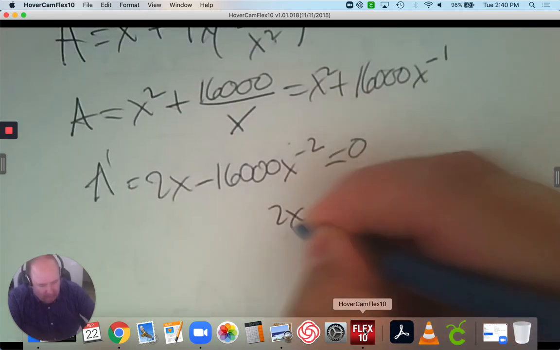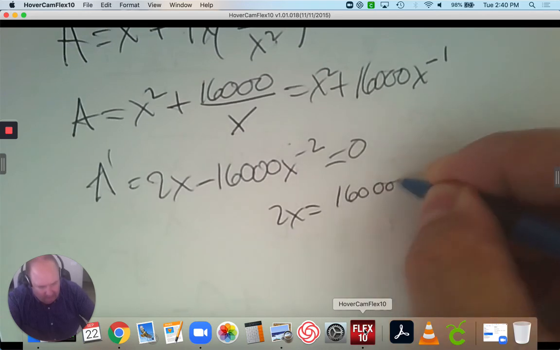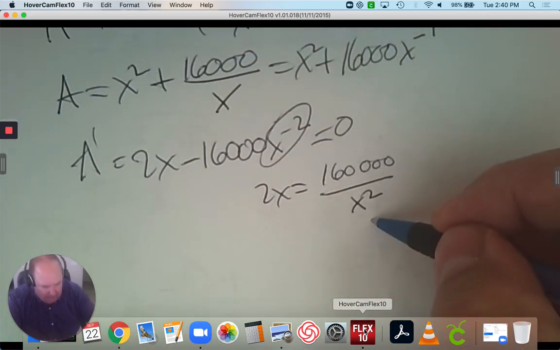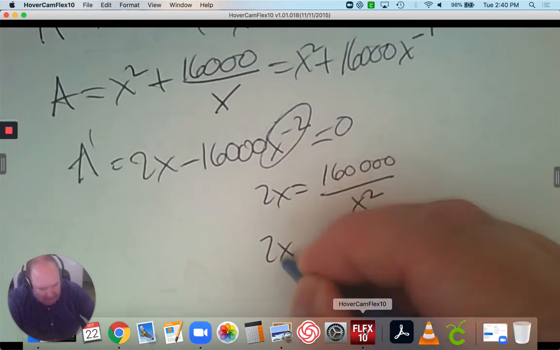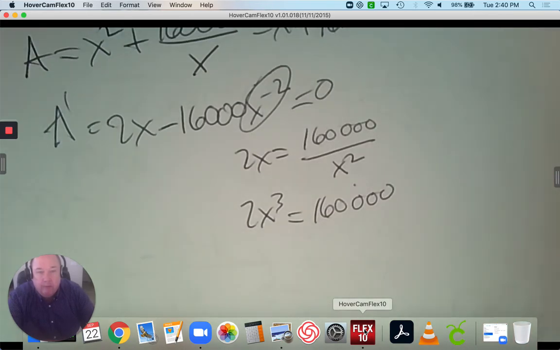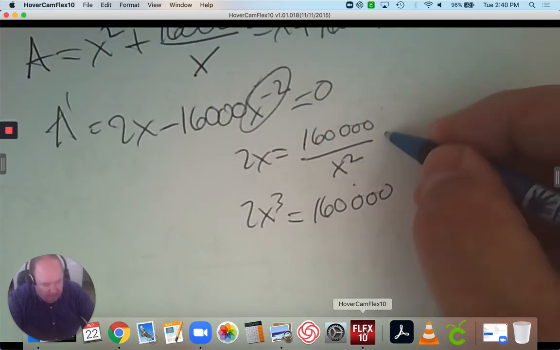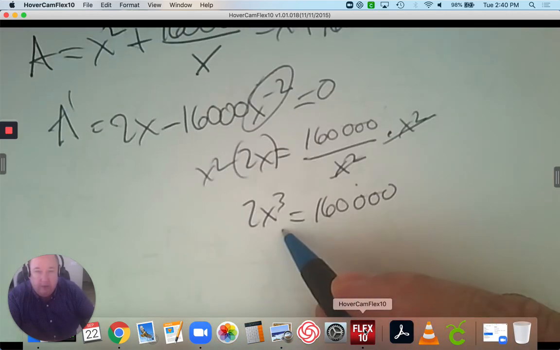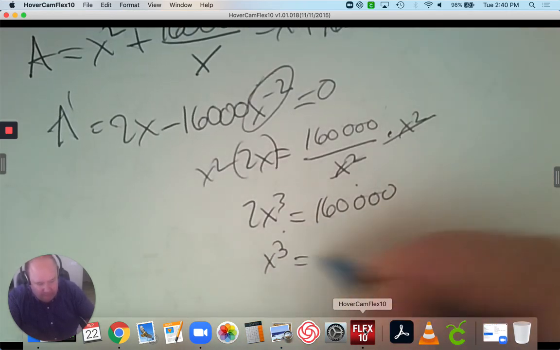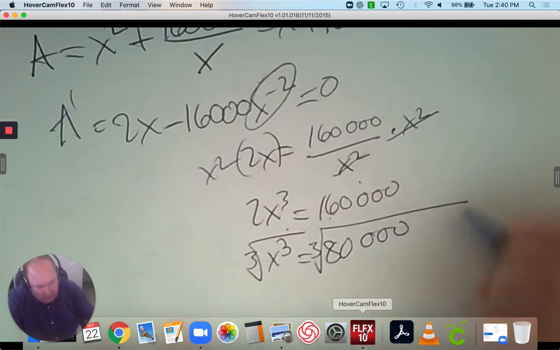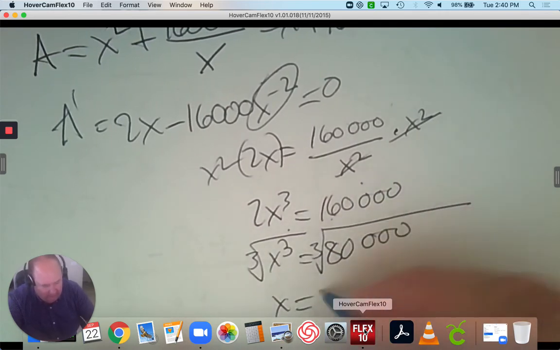So we've done this before. We're going to add 16,000. That's going to be over x squared, because that means in the denominator. We're going to multiply by x squared. So when I multiply by x squared, both sides, you get 2x cubed. Divide by 2, and 16 divided by 2 is 8. And then cube root. Well, the cube root of 8 is 2.